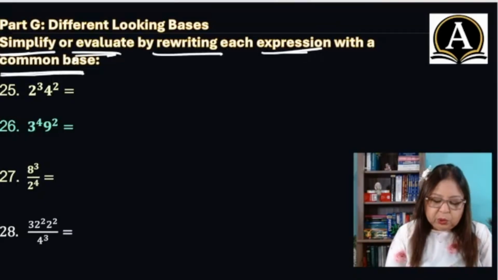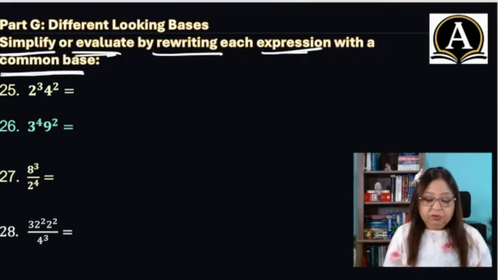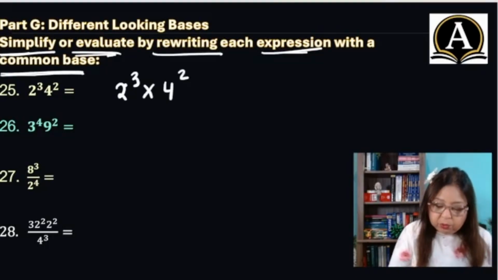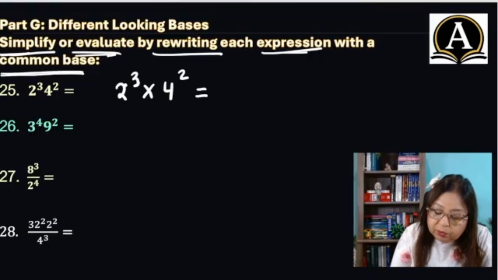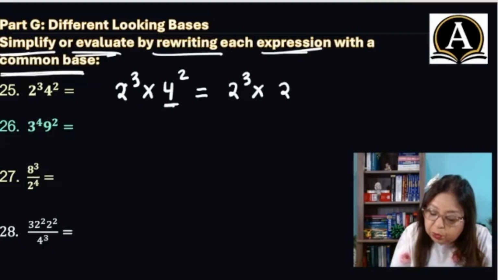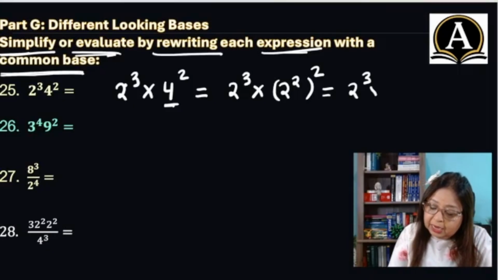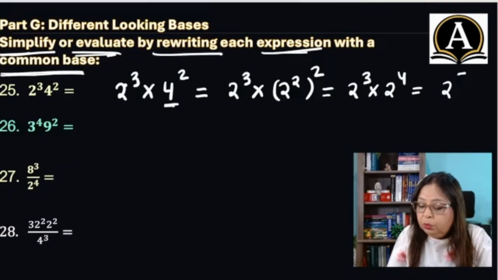Number 25. 2 to the power 3 times 4 to the power 2. Number 25 has two factors. Which of these two bases can be rewritten in terms of the other? Obviously 4. So we're going to write this as 2 to the power 3 times, this 4 can be written as 2 squared. So 2 squared is further squared. What do we get? 2 cubed times 2 to the power 4. Add up the exponents and you get 2 to the power 7.